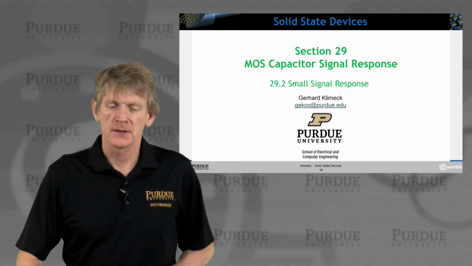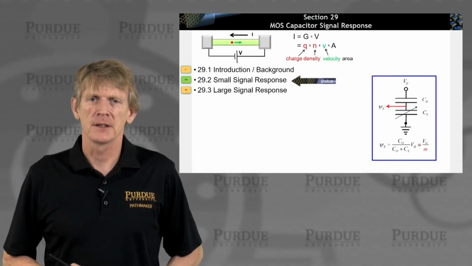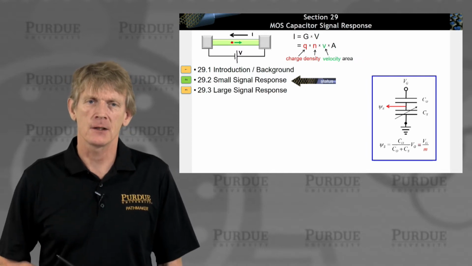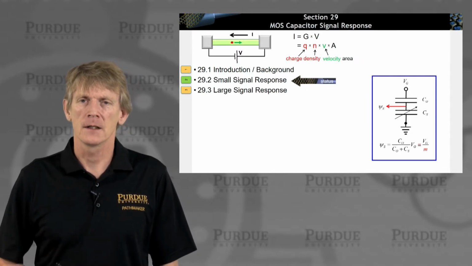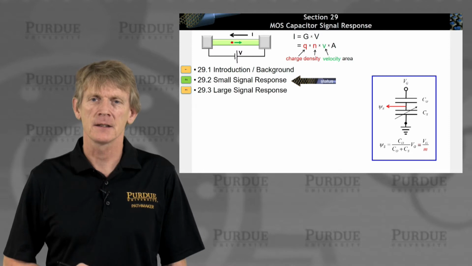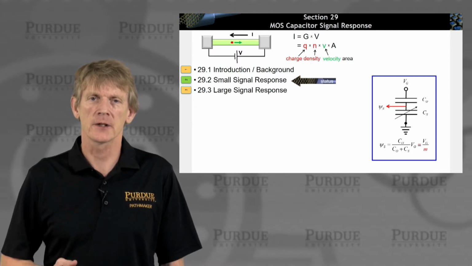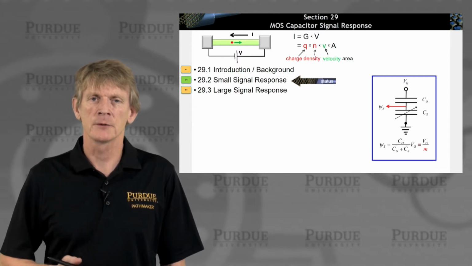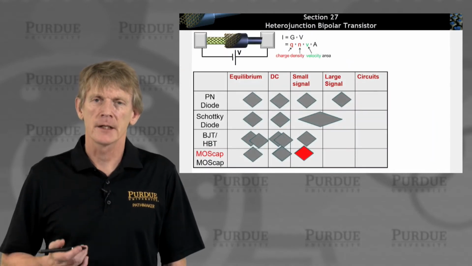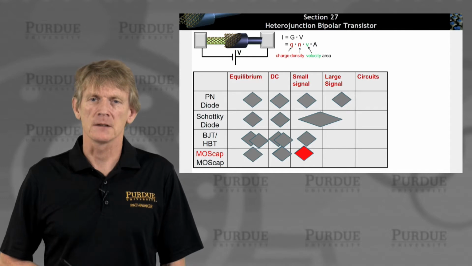Hi, welcome back. Let's talk about the small signal response in a MOS capacitor. We had just hypothesized how the equivalent circuit model should look. It's a series capacitance of an oxide capacitance and a semiconductor capacitance. Let's look at the overall frequency response of the system in the context of a small signal. So here we're doing MOS caps in a small signal response.